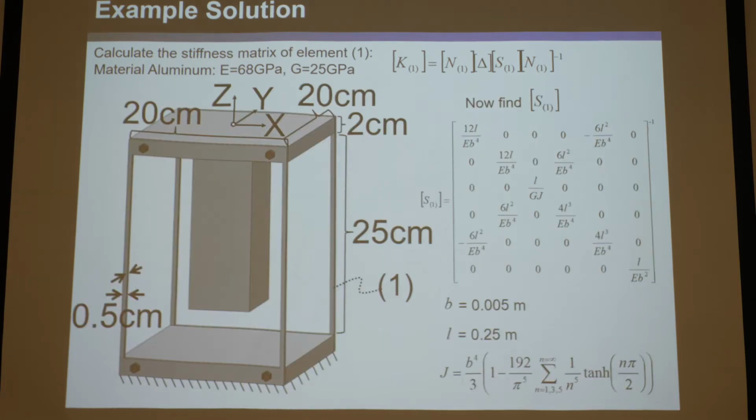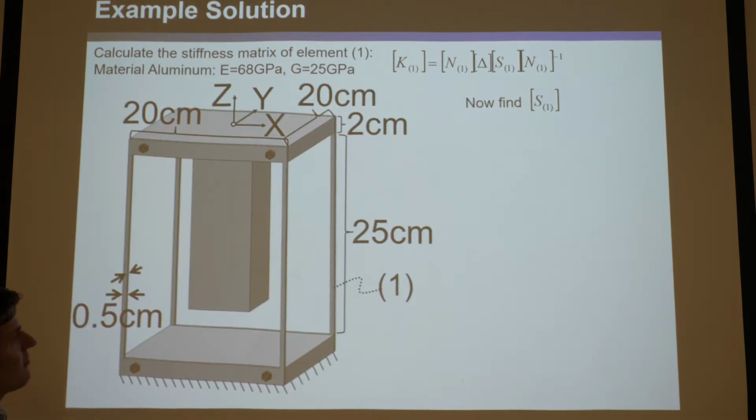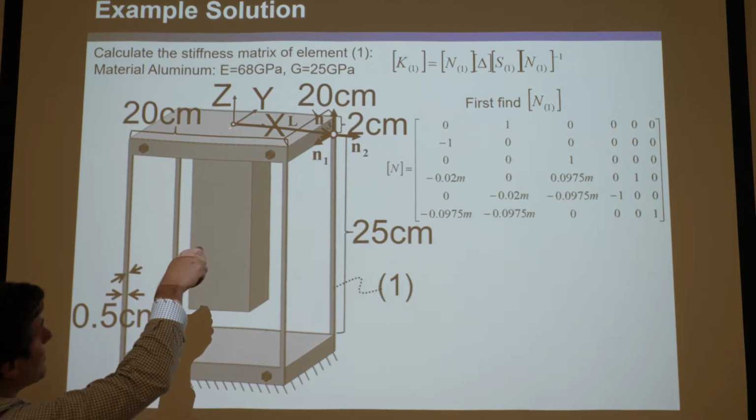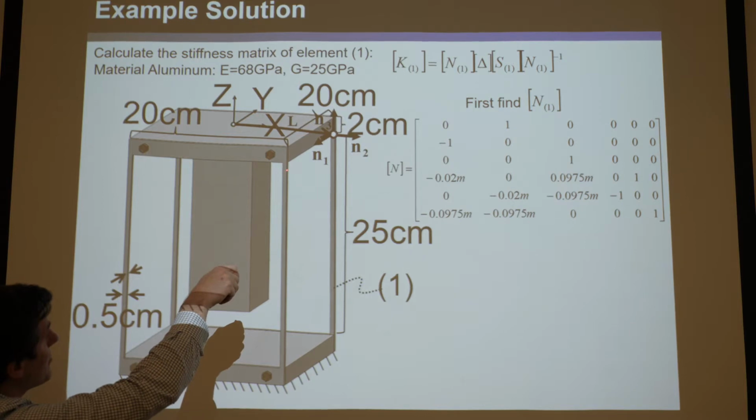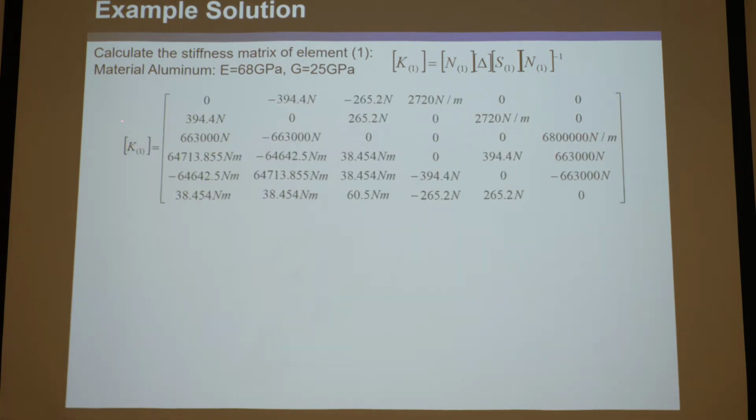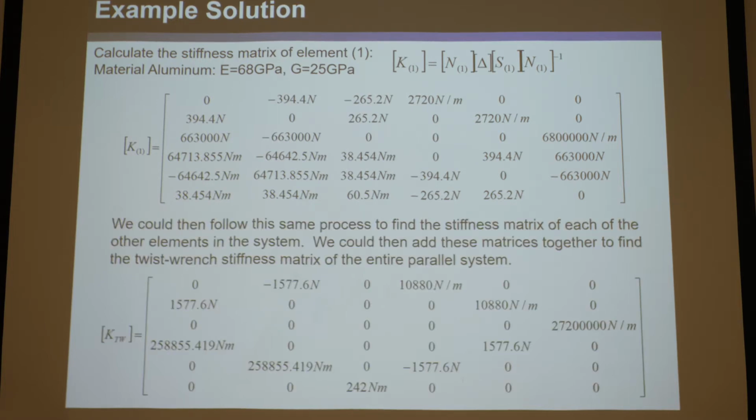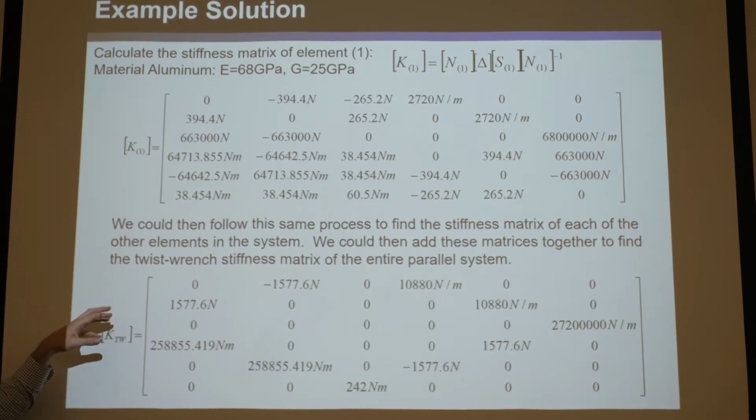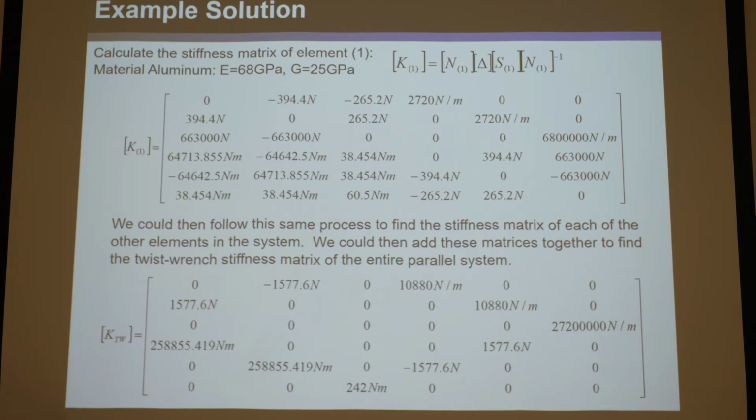And what we do is we go back and do the same thing for all the other elements. We have an L vector that points there, define N1, N2, N3, and do the same thing. And then point there and point there. You do all that, find all those stiffness matrices, K1, K2, K3, and K4, and then you would add them all together, and you would get this twist wrench stiffness matrix. This is the stiffness matrix that relates twists and wrenches for the entire parallel system there. And it is this.